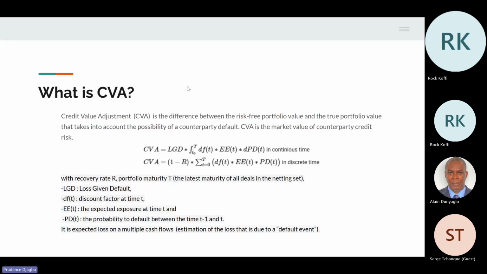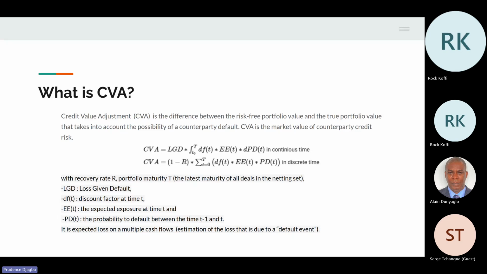So what is a CVA? A CVA is defined as a credit value adjustment. It is the difference between the portfolio value on the risk-free basis and the portfolio value when we take into consideration the counterparty default, which means when the counterparty fails to satisfy his obligation. So in short, the CVA is the market value of a counterparty credit risk.